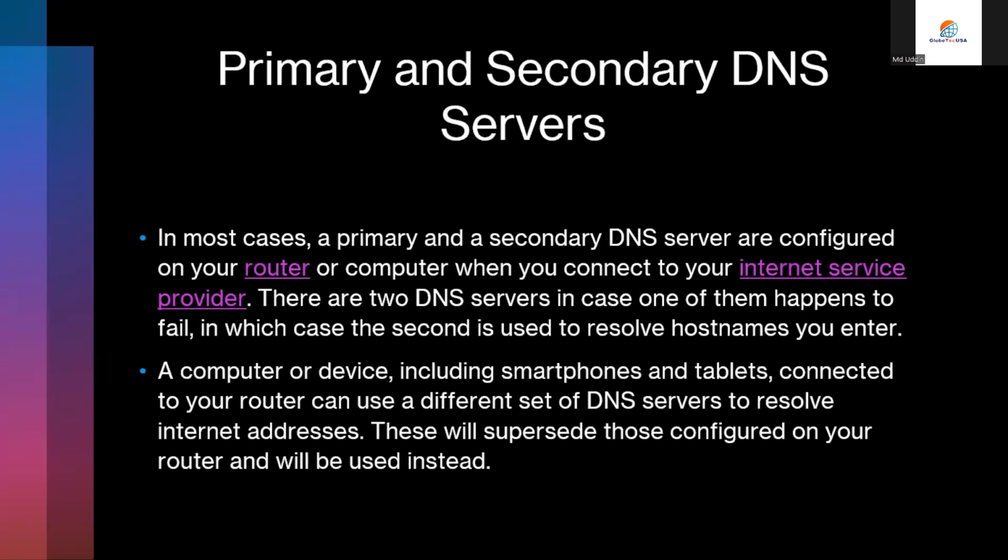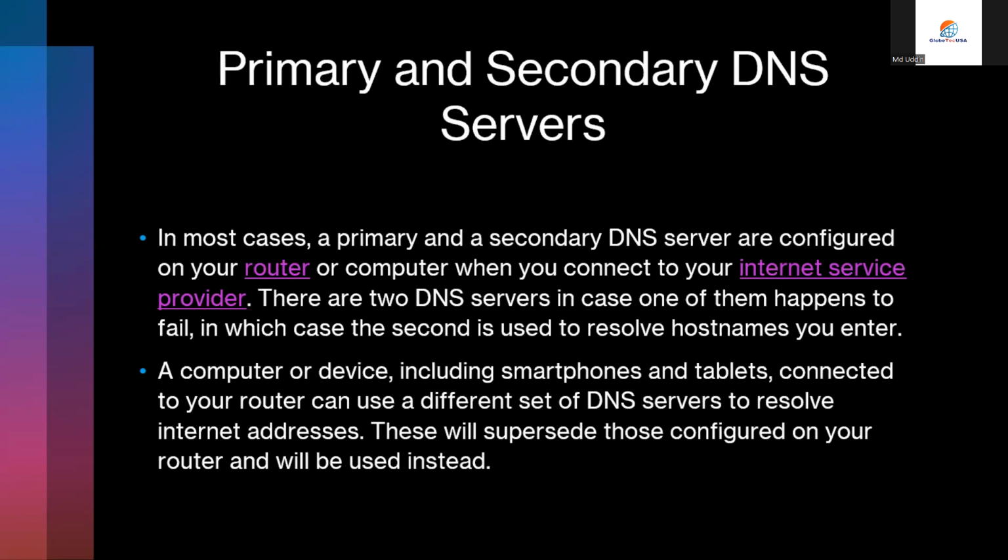In most cases the primary and the secondary server are configured on your router or computer when you connect to your internet service provider. So there are two DNS servers in case one of them happens to fail, in which case the second is used to resolve the host name you enter. So you don't have only one server, even for web servers you have a backup server. Even DNS has a primary and secondary DNS server. So if one of them goes down, the other one will still resolve your queries and give you the requested result.